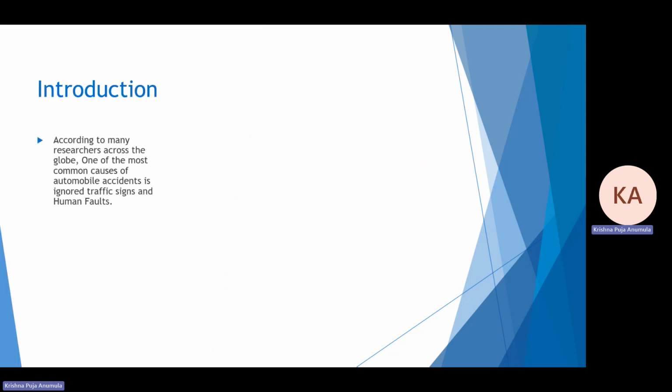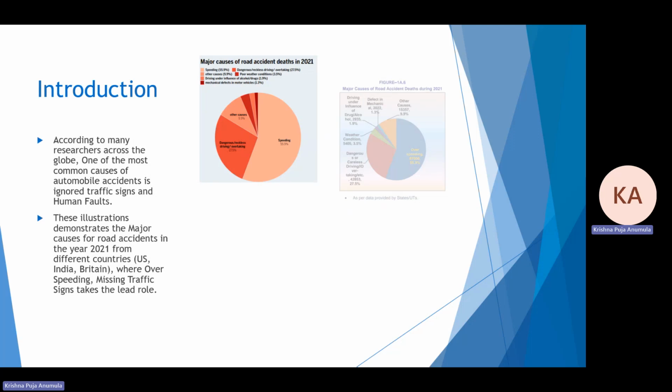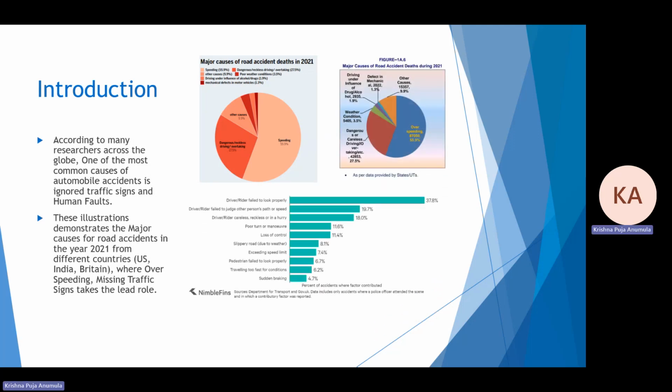Let me introduce our problem statement. Across the globe, many researchers consistently identified that ignored traffic signs and human errors are the leading contributors to road accidents. These are a few studies from 2021 research from the US, India, and UK. We can see from the graphs that the major problems are overspeeding and human faults, that is, ignored traffic signs, which take the lead in causing road accidents.